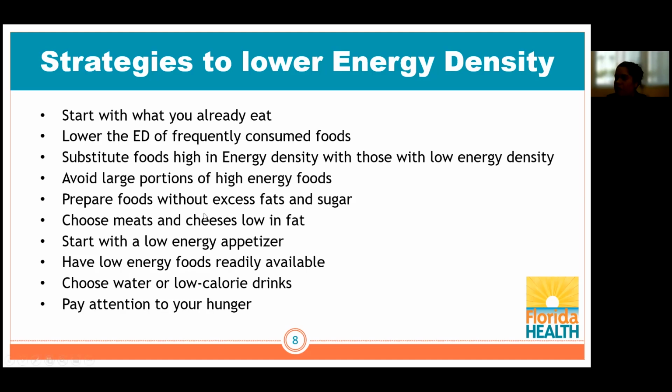The next thing is to start with a low energy appetizer. This is particularly true if you're eating out. Either start with a salad or maybe a soup. That's always going to fill you up. Just keep in mind that you want to choose a healthy soup or salad. You don't want to choose something like a broccoli cheddar soup, because even though that's a little bit lower in energy, it still has a ton of cheese and a ton of fat. So just keep that in mind.